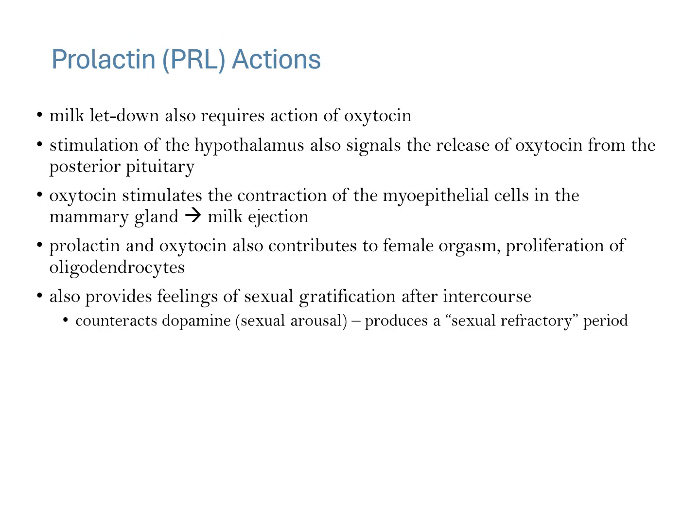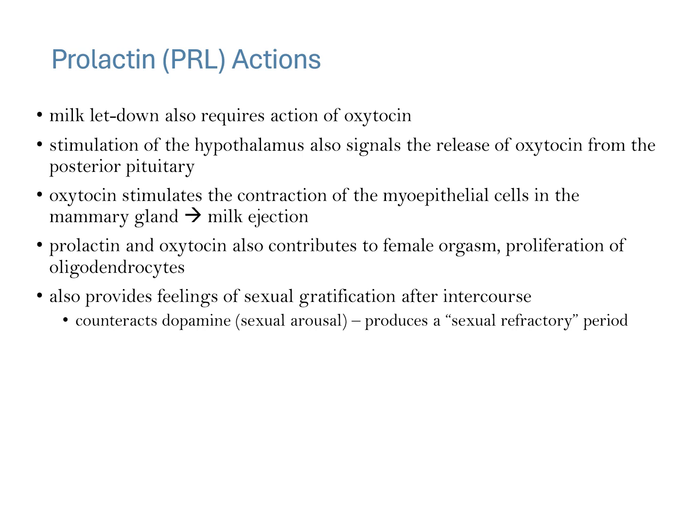While the suckling promotes the release of prolactin-releasing hormone from the hypothalamus, and it prevents the release of prolactin-inhibiting hormone from the hypothalamus, there's a third hormone here, and I just mentioned it. It's called oxytocin. Stimulation of the hypothalamus by suckling signals the release of oxytocin from the posterior pituitary. And oxytocin stimulates the contraction of the myoepithelial cells in the mammary gland, so you get milk ejection.